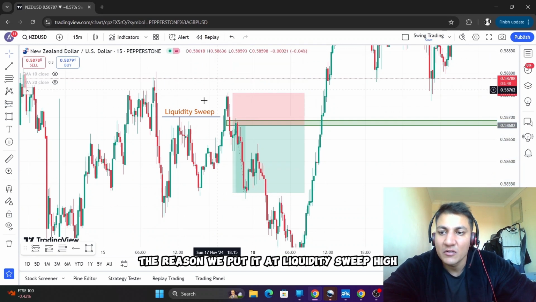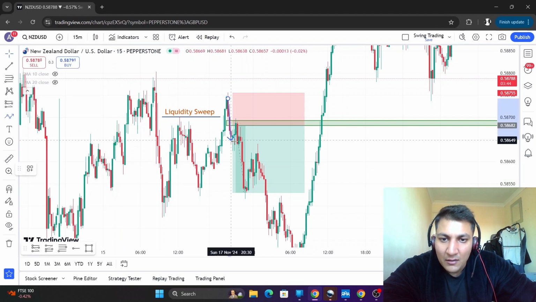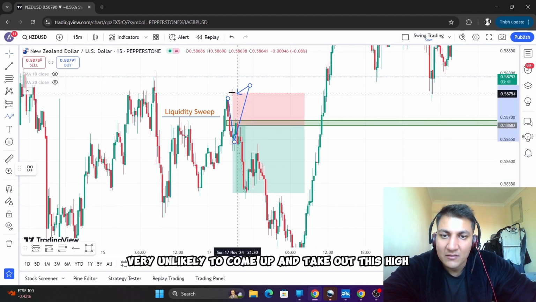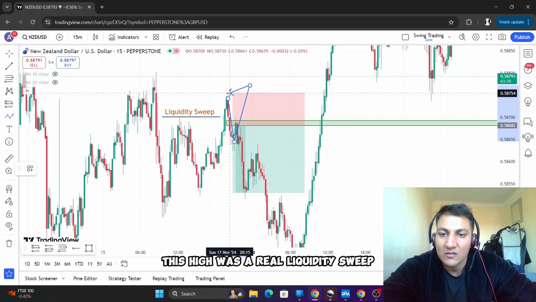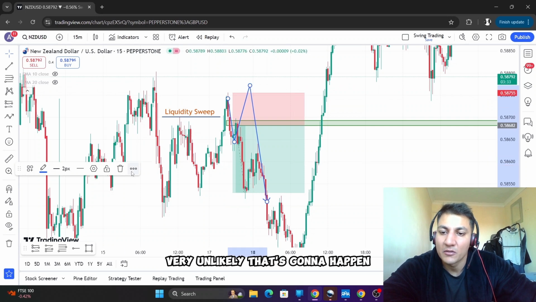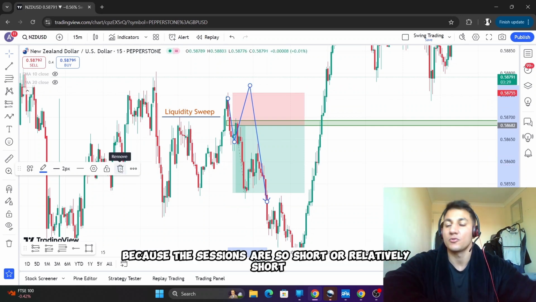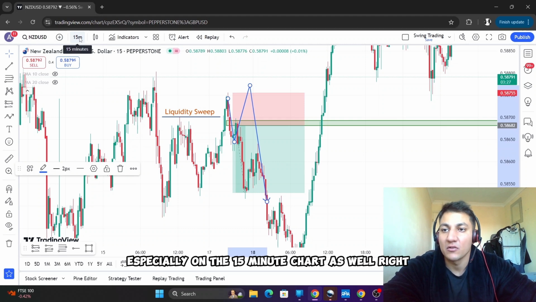I always say this, the reason we put it at the liquidity sweep high, for those who keep asking, is that it's very unlikely price will come up and take out this high. If this high was a real liquidity sweep, it's very unlikely that price will come up, take it out again, and then start reversing. Very, very unlikely, especially if you're a day trader, because the sessions are relatively short, especially on the 15-minute chart, right?